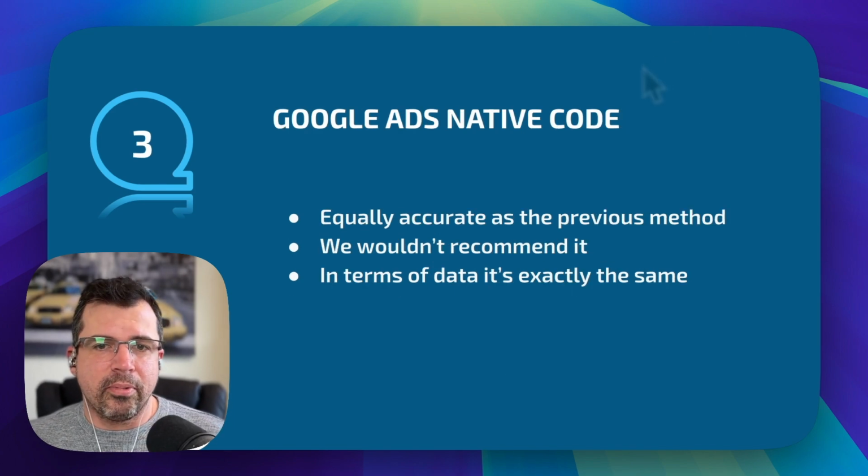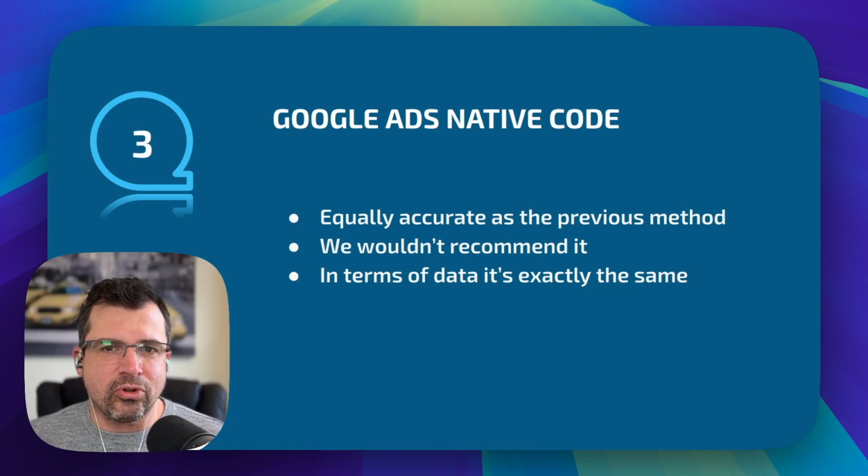Number 3, Google Ads conversion with checkout snippets. This is essentially the same method as above, but the code is inline rather than through GTM.